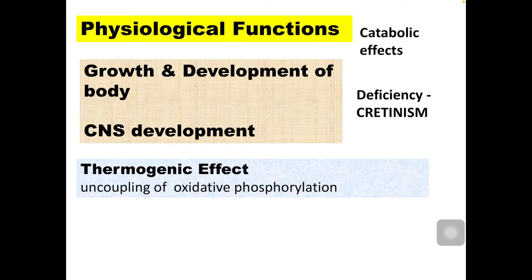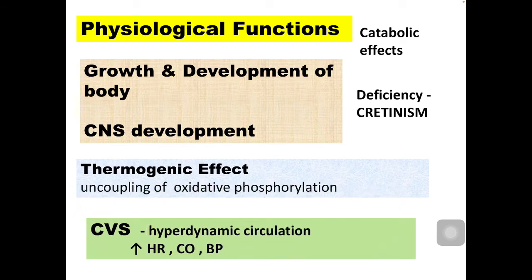Another effect of thyroid hormones is on the regulation of metabolism in our body and regulation of generation of body heat, and thus regulation of the temperature. So, thermogenic effect. Thyroid hormone uncouples oxidation from phosphorylation, resulting in production of heat. So this is how it regulates the body temperature.